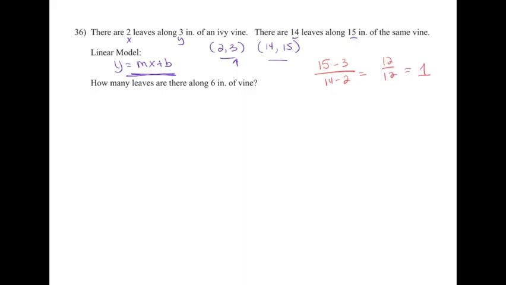Then I'm going to plug it in. With one of my points, I would probably use the smaller one. So y equals mx plus b. 3 equals 2 plus b. b equals 1. So my linear model here is just going to be y equals m, well, that was 1, x plus b, which was also 1.